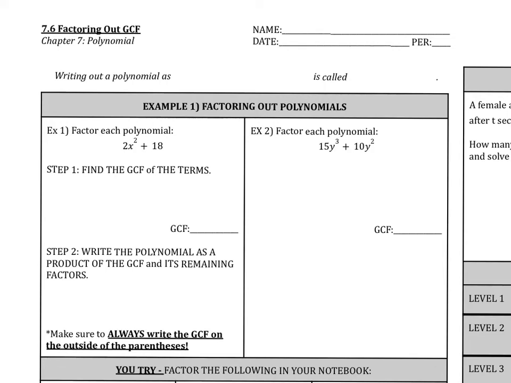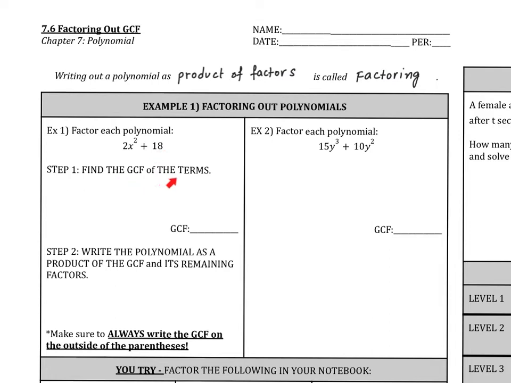Chapter 7.6 Factoring Out GCF. Writing out a polynomial as a product of factors is called factoring. Example 1. Factoring out polynomials. Factor each polynomial: 2x squared plus 18.